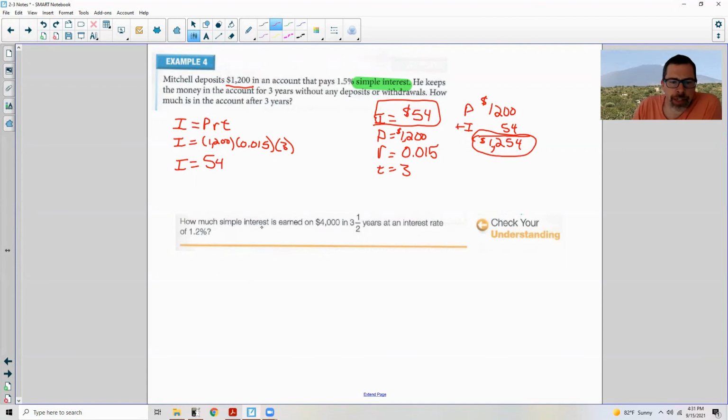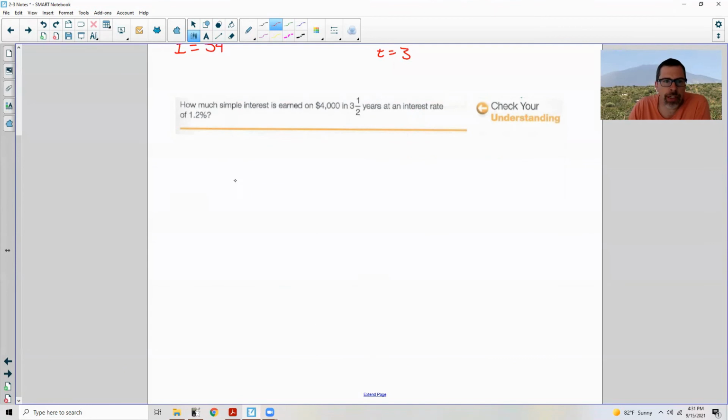So check your understanding. How much simple interest is earned on $4,000 in 3.5 years at the interest rate of 1.2%? So here we go. What do I do first? I equals PRT. Over here, I write I equals, P equals, R equals, T equals. Once you do this a couple of times, it gets routine. What are we given? How much simple interest is earned? So we're trying to find I.